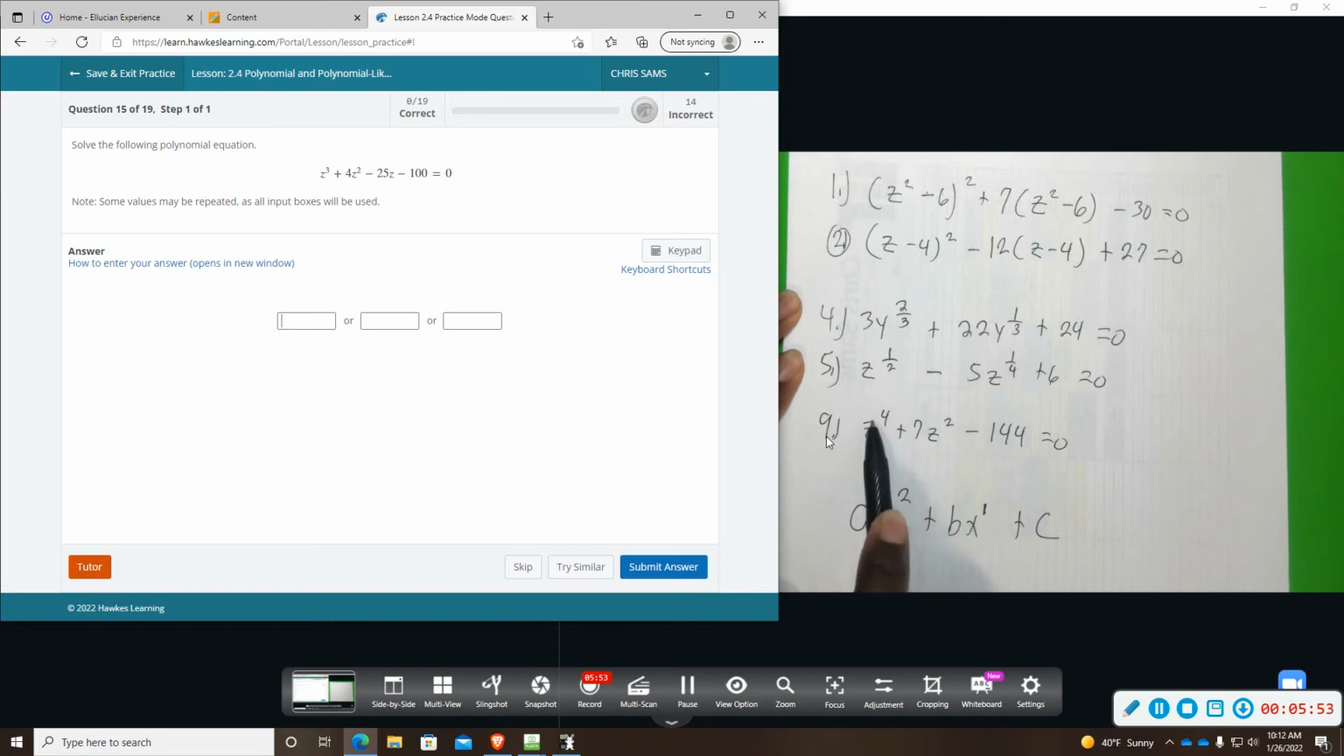Double this, you get this. Or take half of that, you get this. Double this, you get this. Take half of that, you get this. And that's what you notice all the way through.